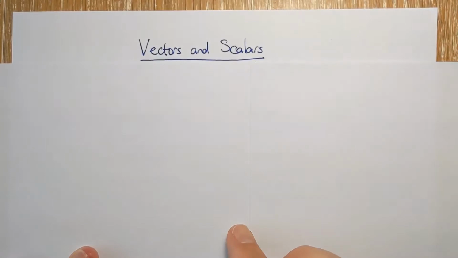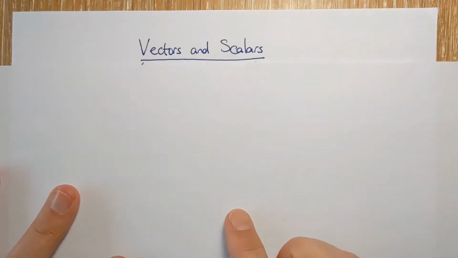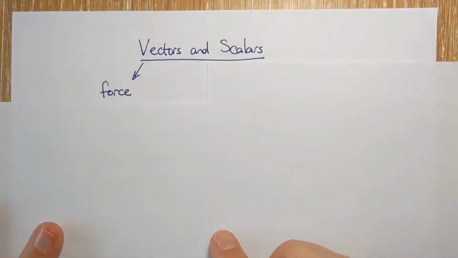Today we're moving on to motion, and we're starting with vectors and scalars. Vectors are quantities that have size and direction, whereas scalars only have a size. So for the vectors, the most obvious one is force. You can't have a force without a direction. It has to be in a particular direction.